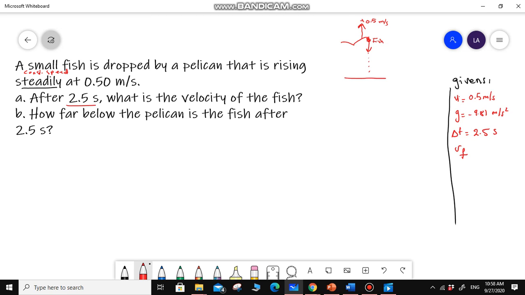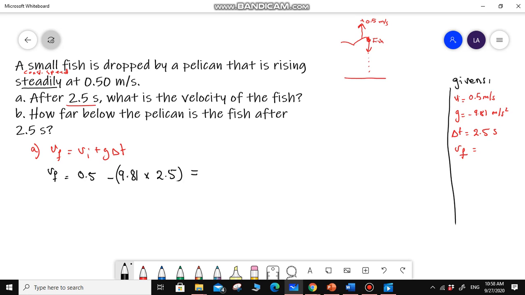Whenever you have v initial, g and delta t, and you still don't have delta y, think all the time of the first equation. It will do the job. So v final equals v initial 0.5 minus 9.81, I'm just substituting here, multiplied by 2.5. The minus comes from the negative g. Then directly stop the video and try to find the answer on your calculator.